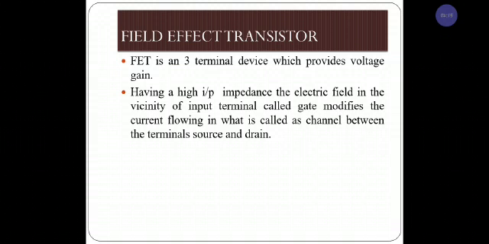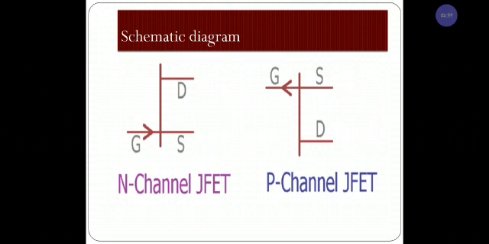The device is said to be voltage operated and it has a high input impedance, usually in mega ohms. This can be a distinct advantage over the bipolar junction transistor. A bipolar junction transistor is a current operated device and it has a low input impedance. FET is a three-terminal device which provides a voltage gain.